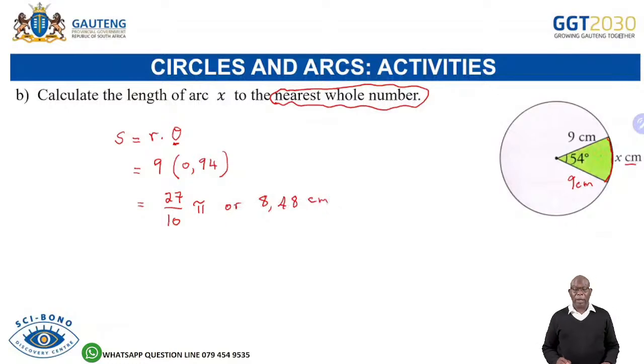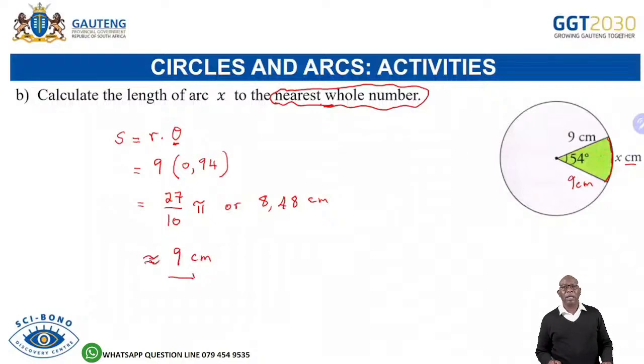So what do I need then? The question says to the nearest whole number. So to the nearest whole number there, this is 8,5. So 8,5 will give us 9 centimeters. So to the nearest there, it will be approximately 9 centimeters.